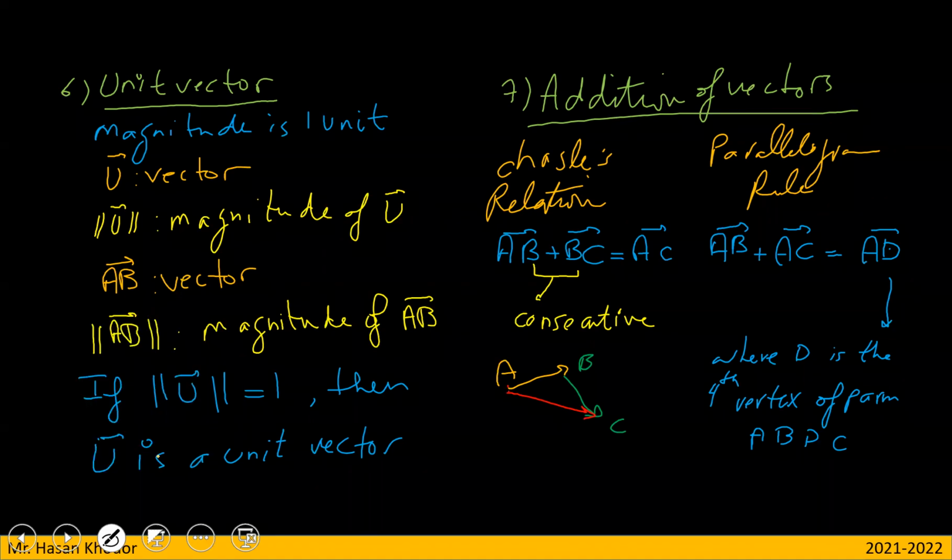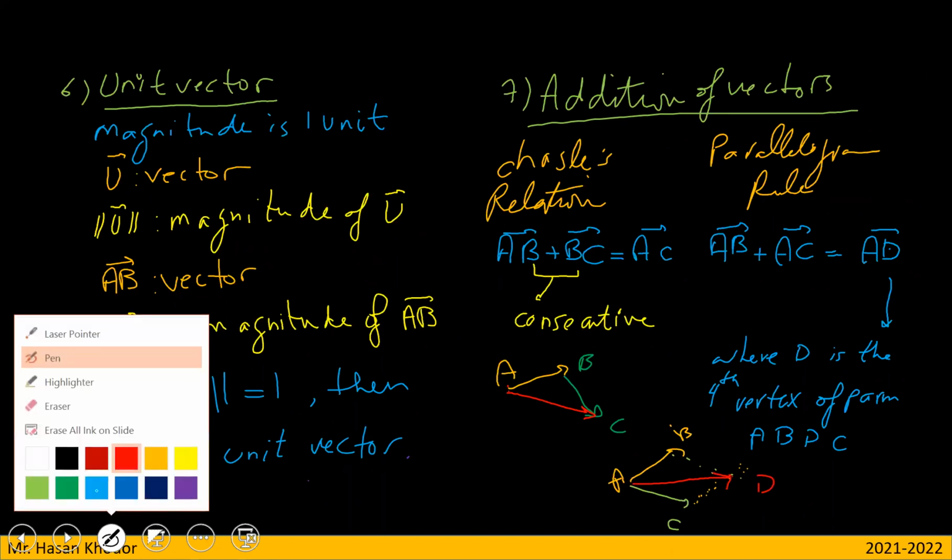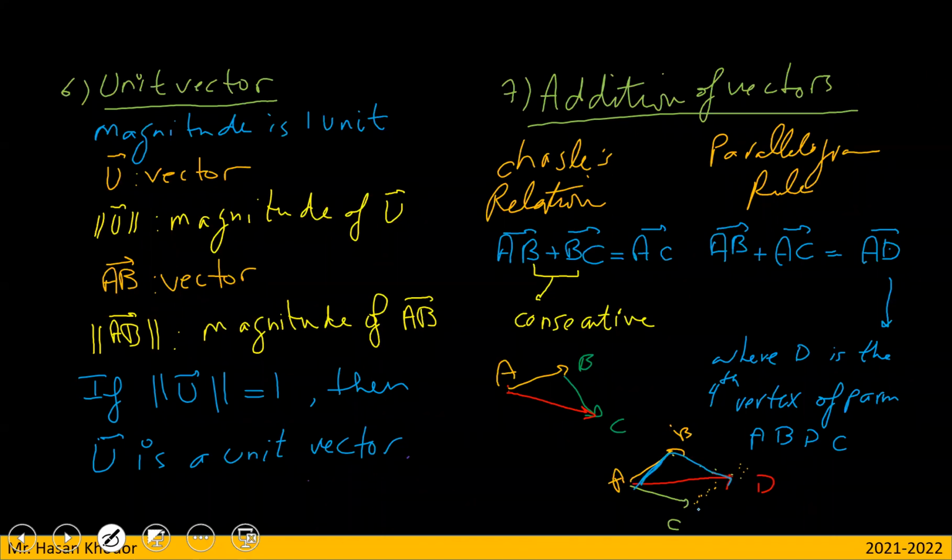However, if we are in the case of two vectors having the same origin, this is vector AB and this is vector AC, the result will be a new vector AD, such that D is the fourth vertex of the parallelogram. We have to complete the figure to get a parallelogram. How do we do this? Look, here we take a parallel to AB from C. And then we take a parallel to AC from B. And their intersection will be the new point D. And in this case, we say that AD is the result. And the whole figure becomes a parallelogram. That is, ABDC is a parallelogram.